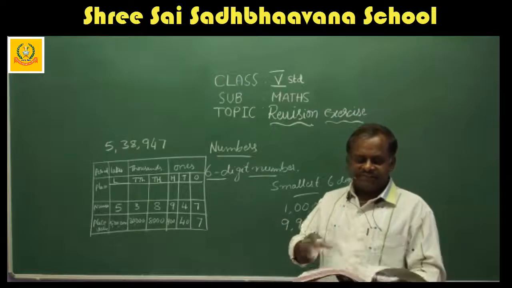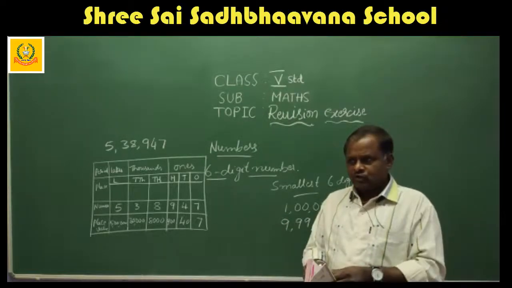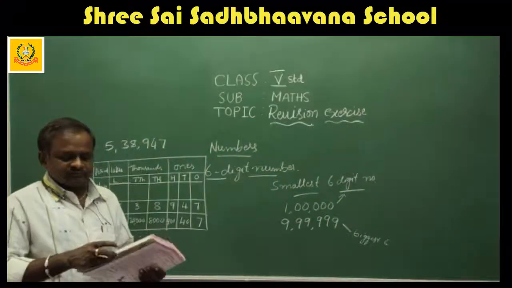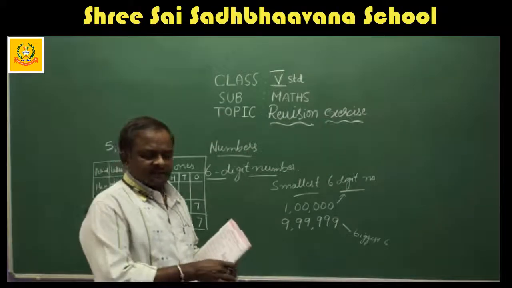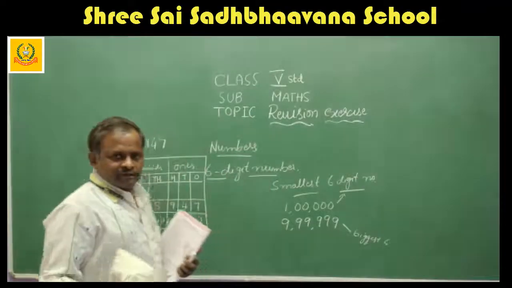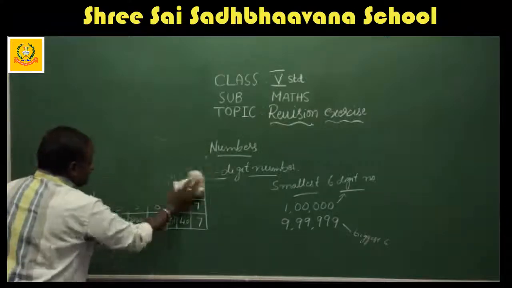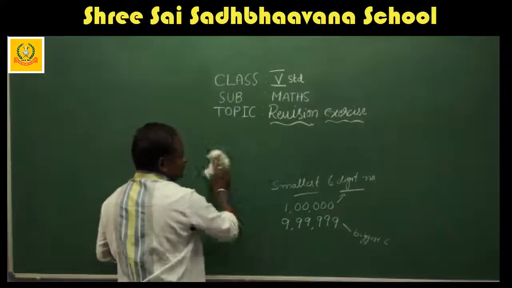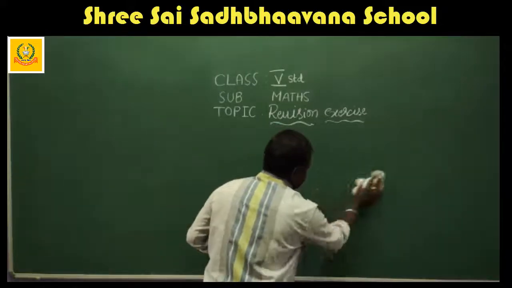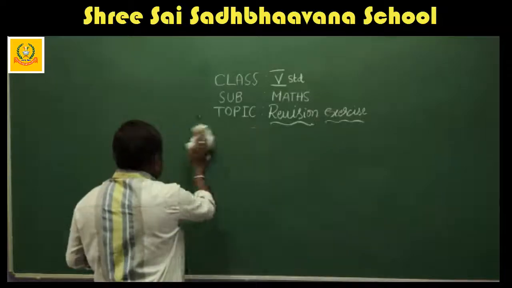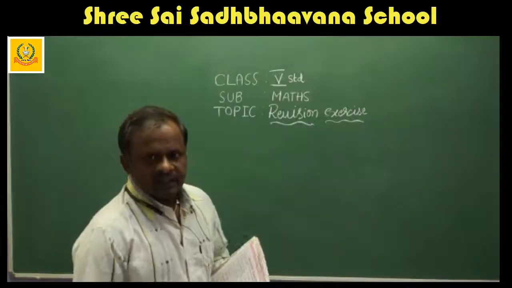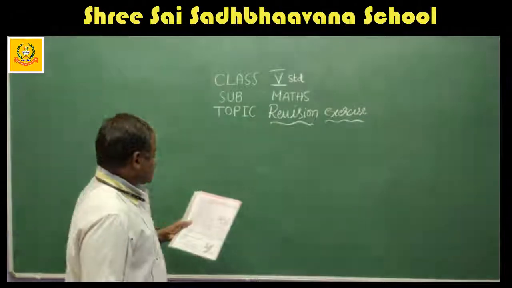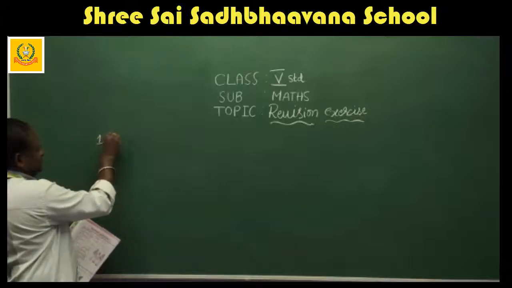Now here the revision exercise is given in your textbook. I will do the sums. Just follow me and copy them in the book. Here they have given the revision exercise for the purpose of recalling the knowledge of what you learnt in the 4th standard. So the first revision exercise is there. What is the first problem?